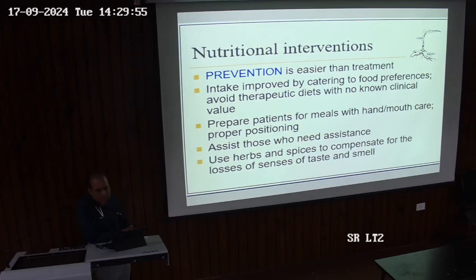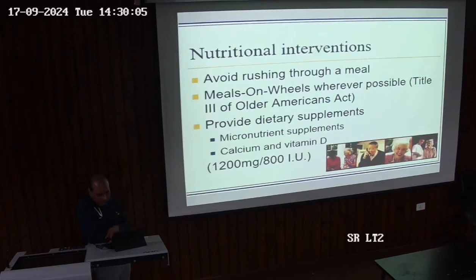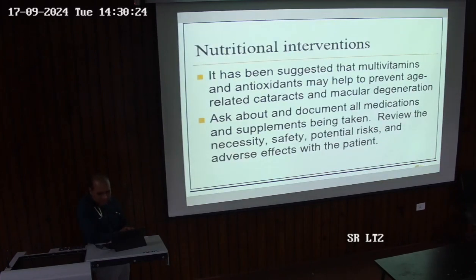This is practically for homebound, bedbound patients who have been ill for a long time and who need support for their daily chores. Avoid rushing through a meal. Meals on wheels, this is not possible here; it is basically a US pattern. But whenever it is possible, it should be provided to the elderly. Along with that, we should give a micronutrient supplement, including calcium and vitamin D. It has been suggested that multivitamin antioxidants may help to prevent age-related cataracts and macular degeneration.